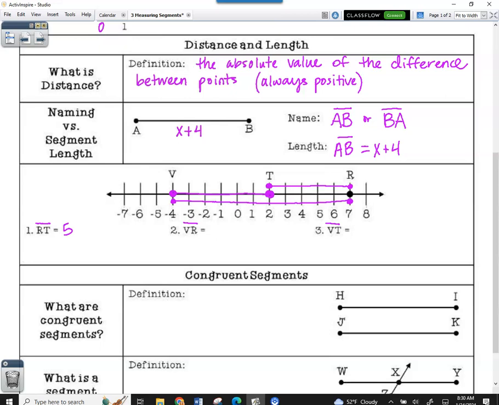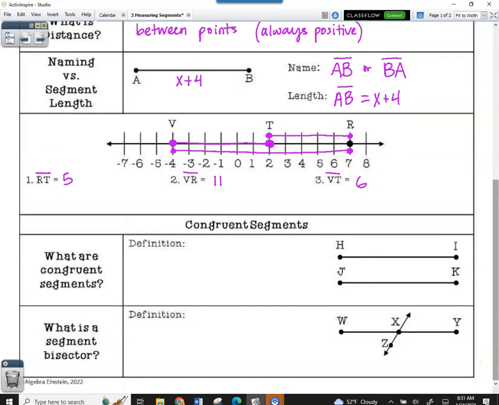What'd you get for VR? V to R is 11. You were at -4, that's 4 units to 0, and then from 0 to R is 7. You could do it one way of 4 plus 7, or you could do 7 back to 0 and then to -4. V to T. Did you get 6?